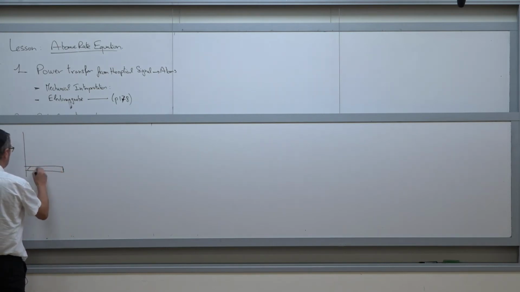So let's consider the two-level atom. Simply, I put it like that. I have level 1 here and level 2 here.